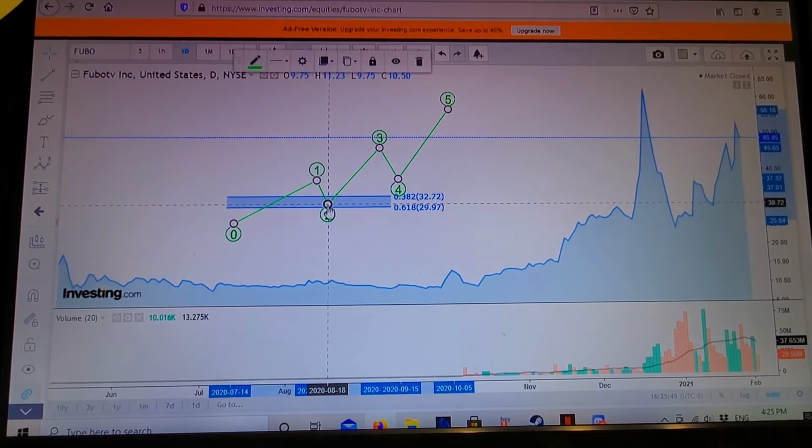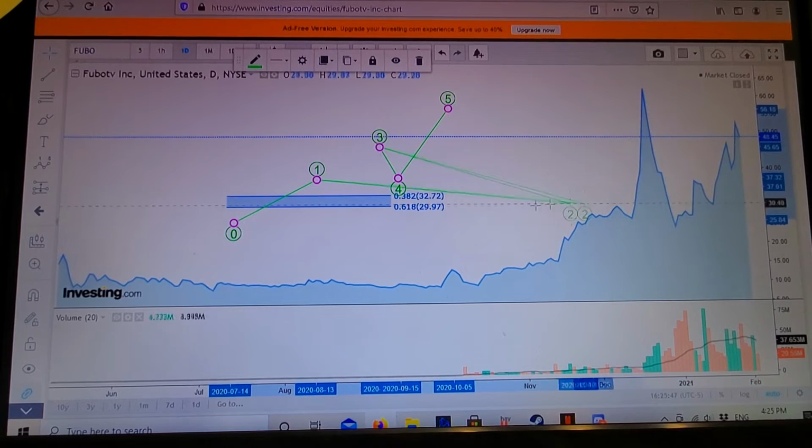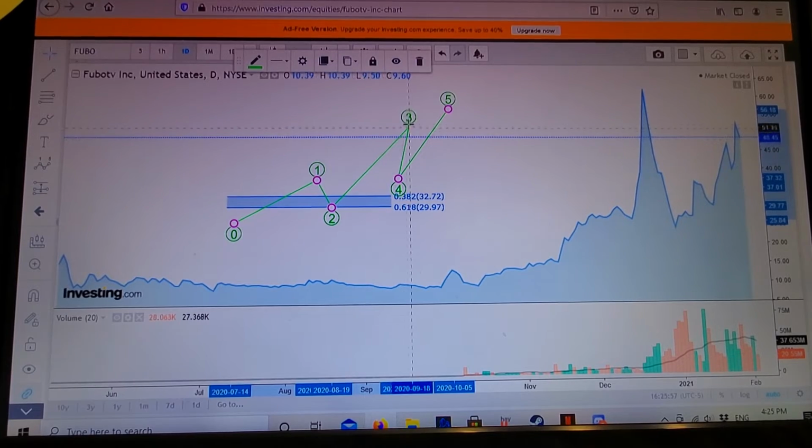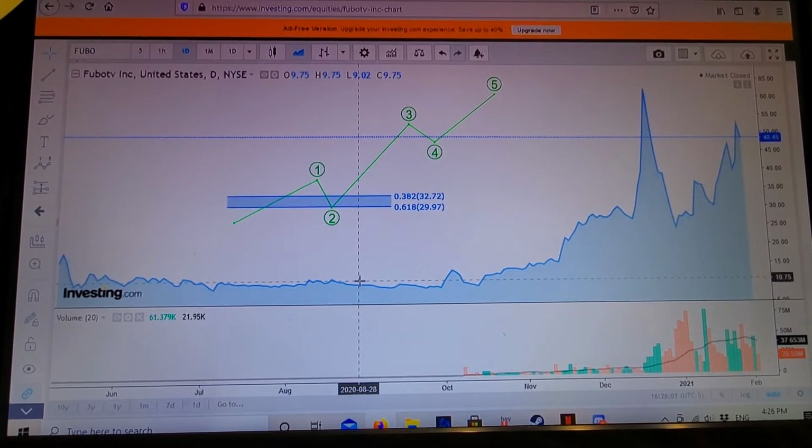This wave 2 could be way over here. Like sometimes it takes a while for the wave 2 to go, but usually wave 2 is kind of sharper, a little bit more corrective before it blasts off.